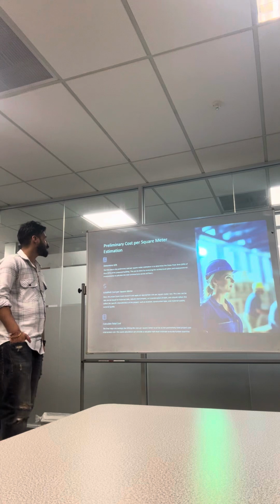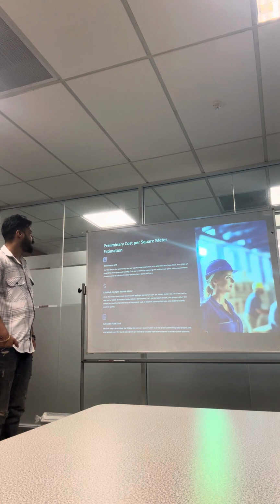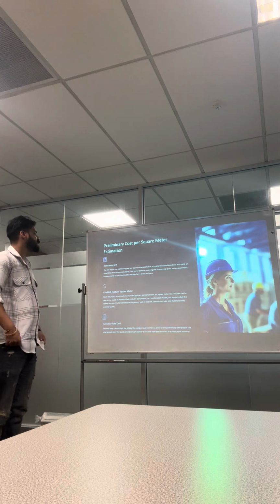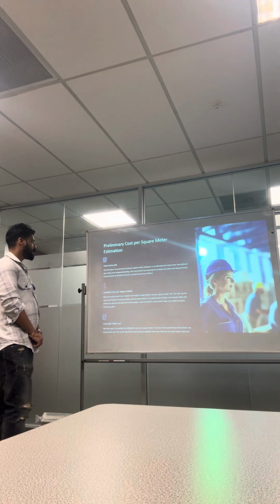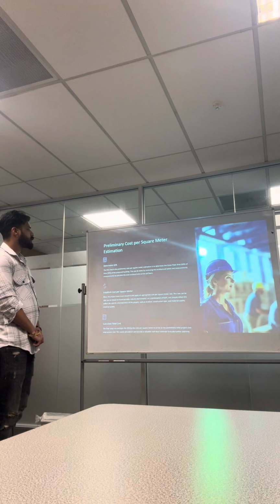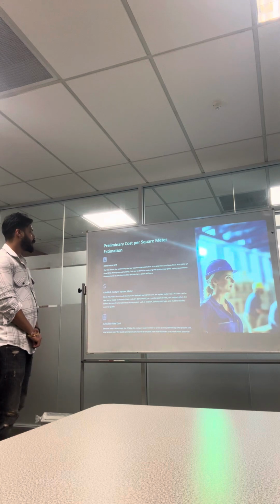Preliminary cost per square meter estimation. Determine GFA. The first step in preliminary cost per square meter estimation is to determine the gross floor area, which can be done by reviewing the architectural plans and measurements to calculate the total enclosed area across all floors.